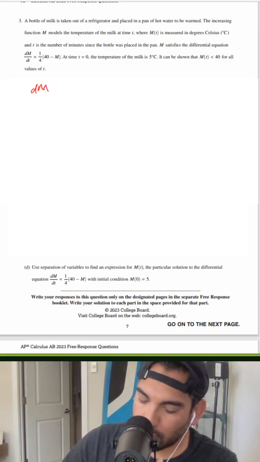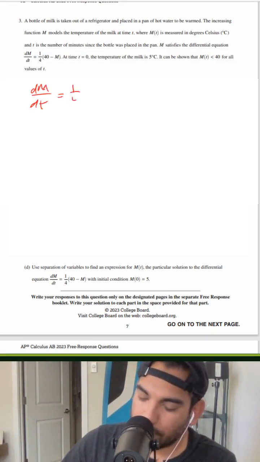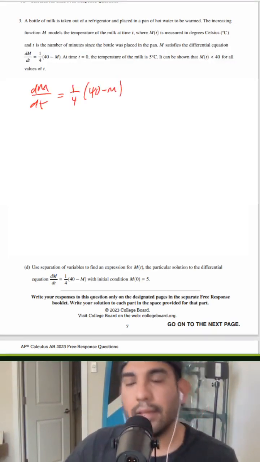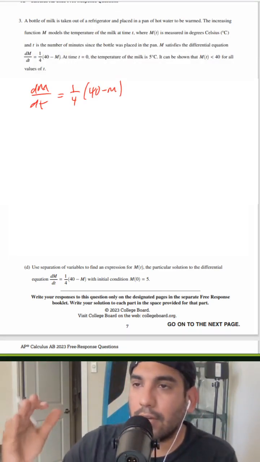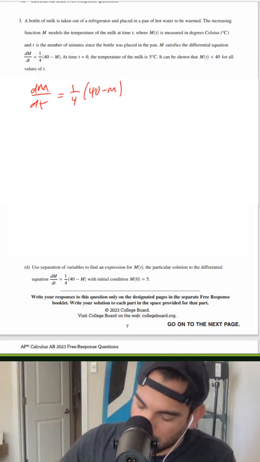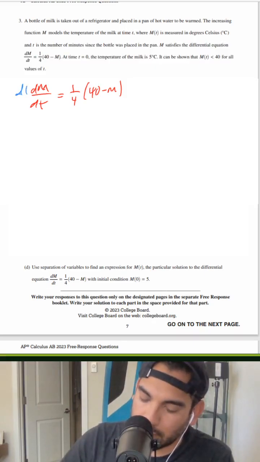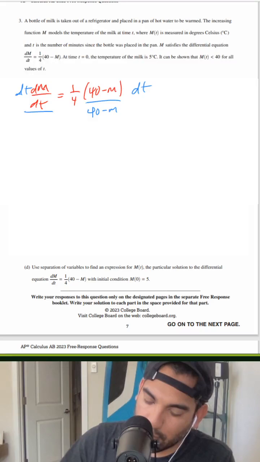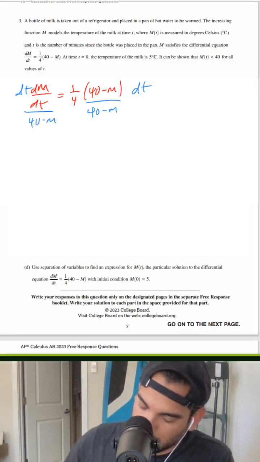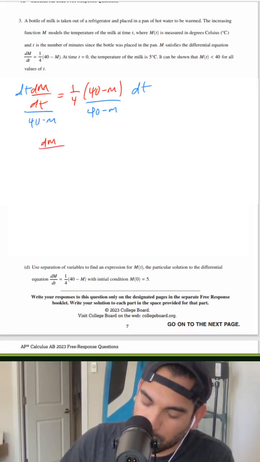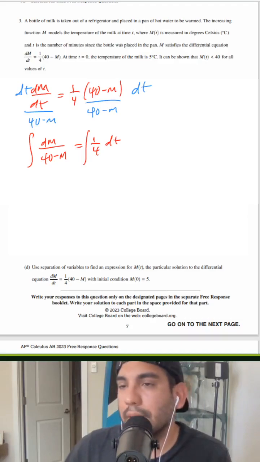So we go back to dm over dt is equal to 1/4 times 40 minus m. We're going to use separation of variables. So let's move the dt to the other side, multiplying dt to the other side, and at the same time dividing by 40 minus m. So we have dm over 40 minus m is equal to 1/4 dt. And now we can go ahead and take the integral.